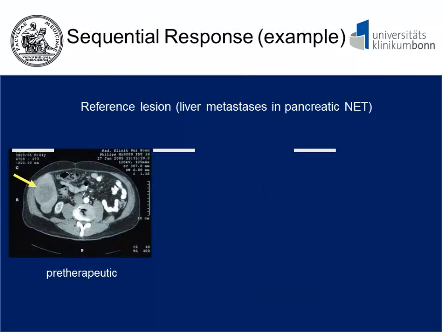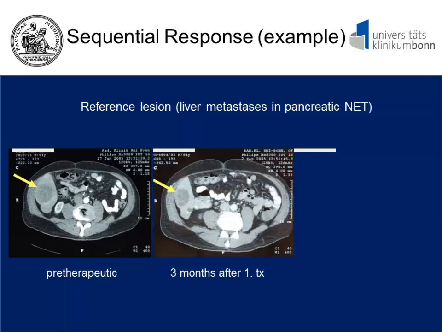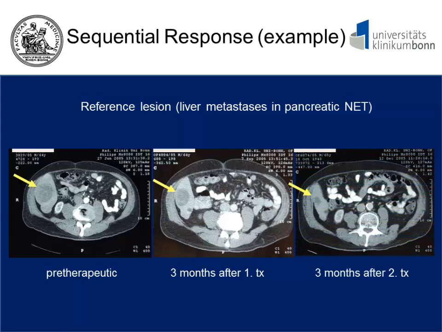As I mentioned before, we perform sequential treatments, and therefore you can follow the patient sequentially. Here, a peritherapeutic scan in a patient with pancreatic neuroendocrine tumors. It is the reference liver metastasis. 3 months after the first radiopeptide therapy, and actually before the second radiopeptide therapy, you see here a partial response, and 3 months after the second radiopeptide therapy, a very good response.